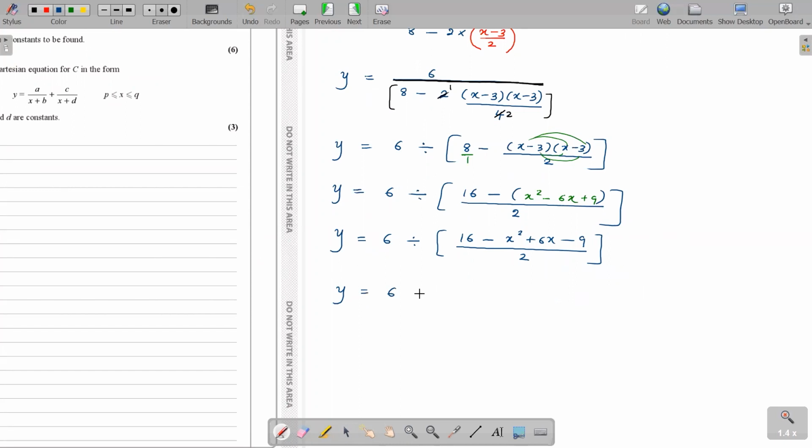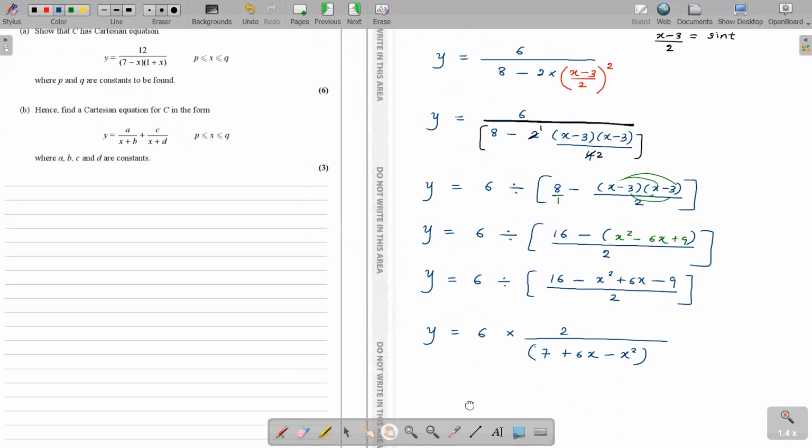6. Then the next thing is the division, you can turn it to multiplication. You turn the thing upside down. 2 over 16 minus 9, 16 minus 9 is 7. 7 plus 6x minus x square. This is okay. 7 plus 6x minus x square.